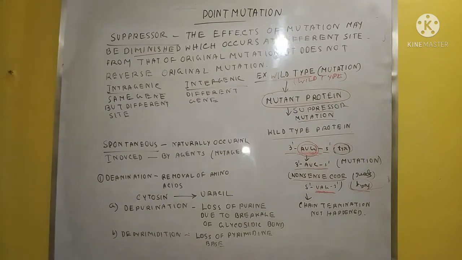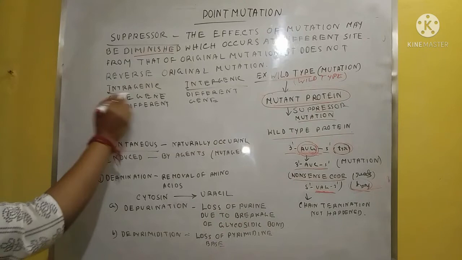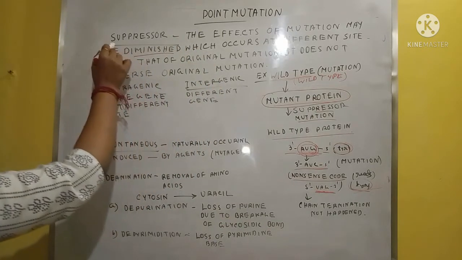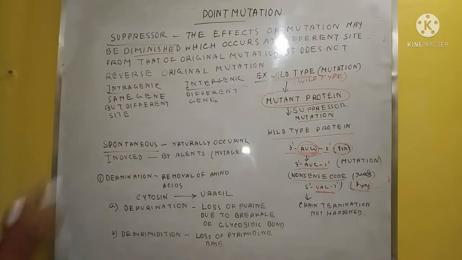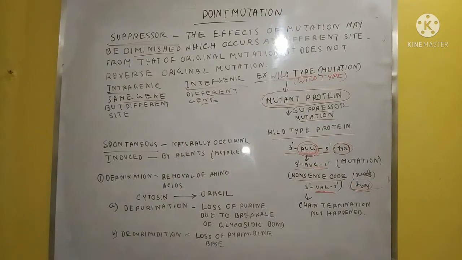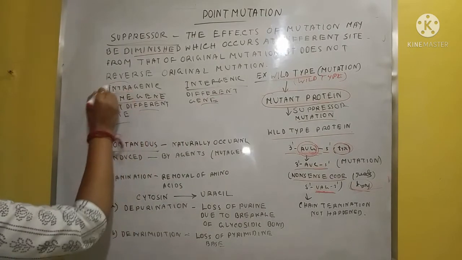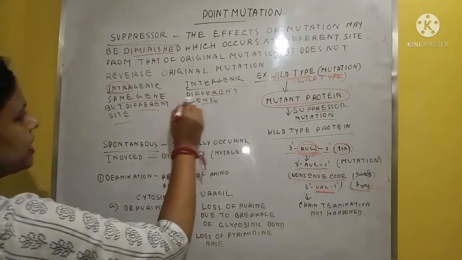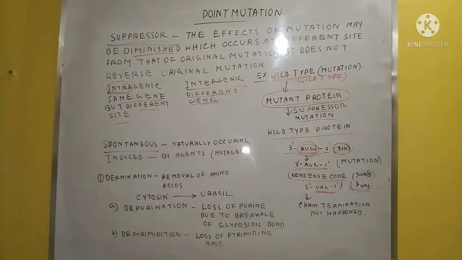Clear? And one thing is that I explained intragenic and intergenic here also, but now I also explain that suppression mutation is generally possible in the same gene or a different gene. If it is occurring in the same gene but a different site, it is called intragenic. And when the suppression mutation is occurring in a different gene, then it is called intergenic. Clear? And now we learn about the spontaneous and induced mutation.